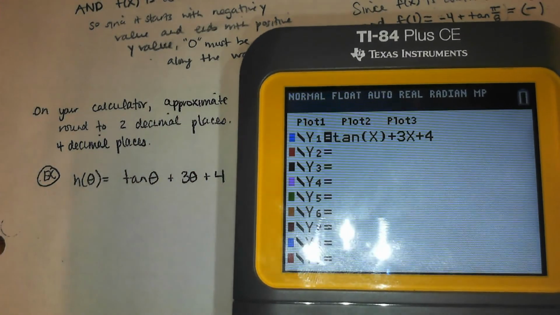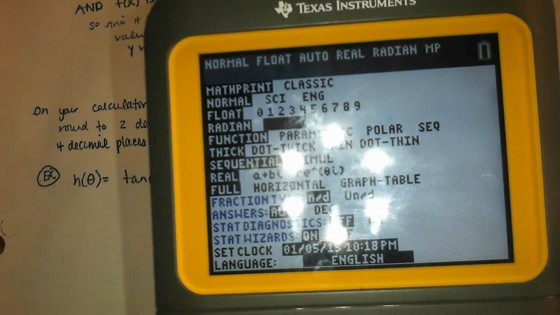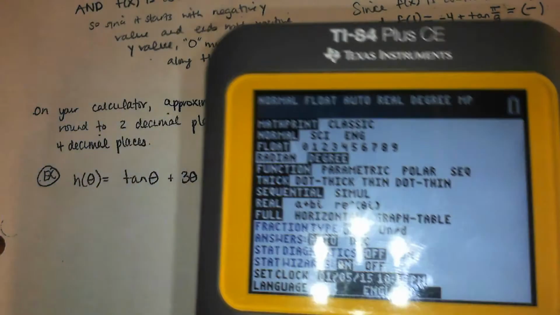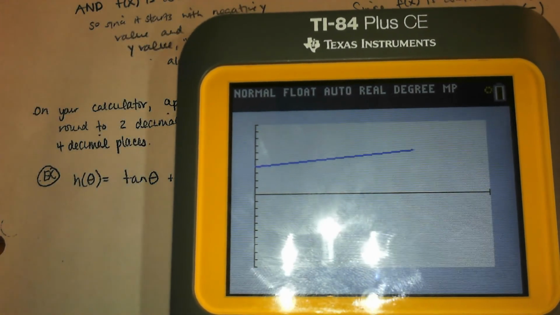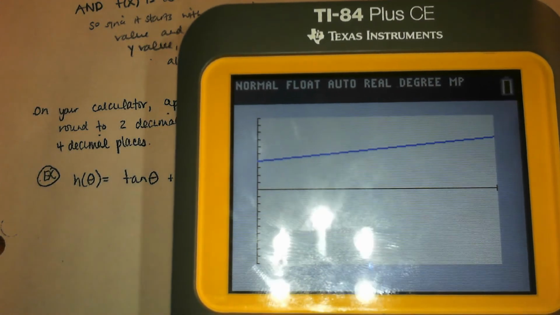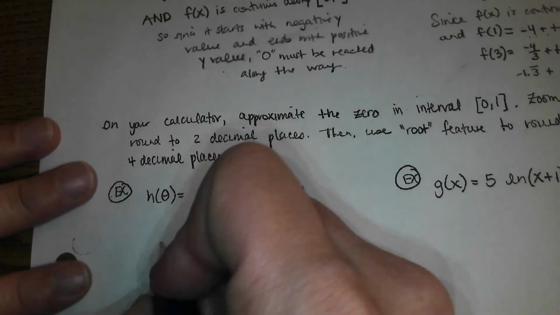Did anyone give them something different? Hold on, just to see. Okay, degree didn't really change anything. So I guess I would say this is kind of like a trick question. There is no 0.